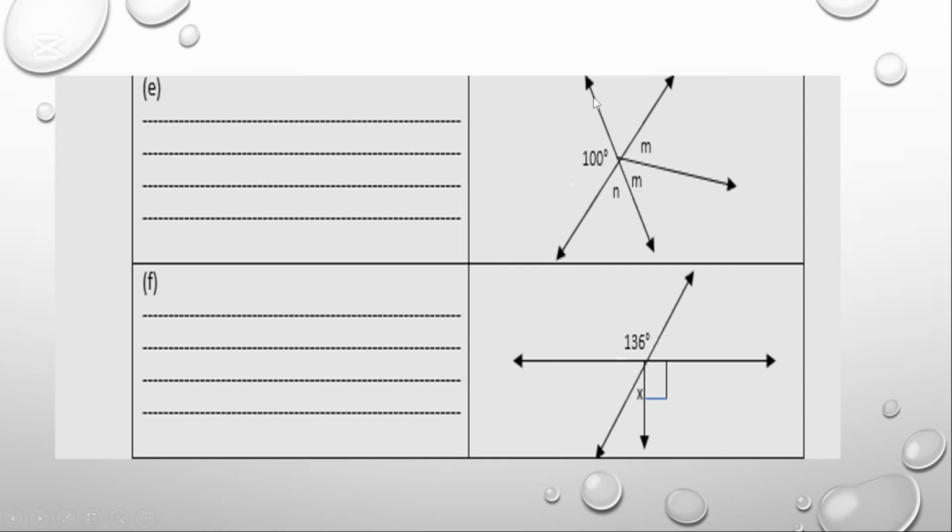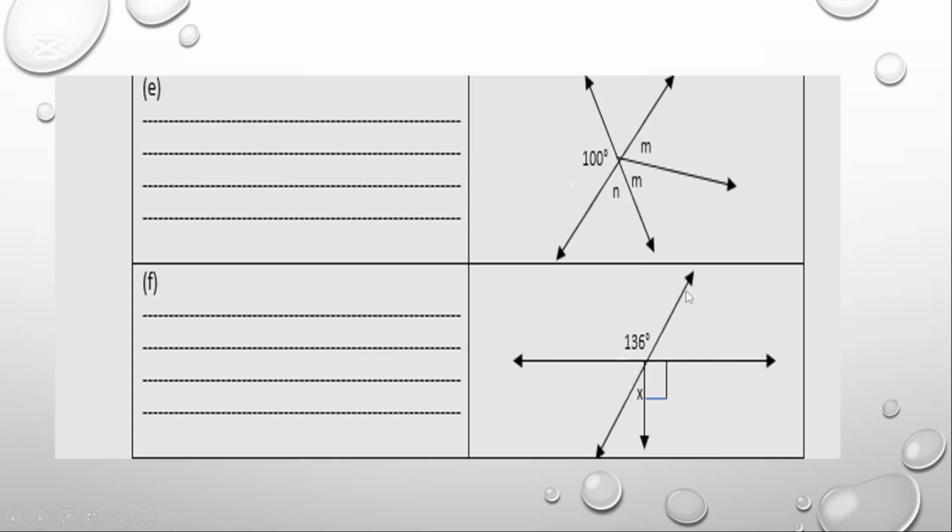In this case, we have these two lines that intersect. We said angles marked with the same letter, they are equal. So you can see 100 is vertically opposite M plus M. Right? So M plus M must be 100. Once you have M, you can continue with N. Quite easy. 100 and N, they're on the same side of the line, so they add up to 180.